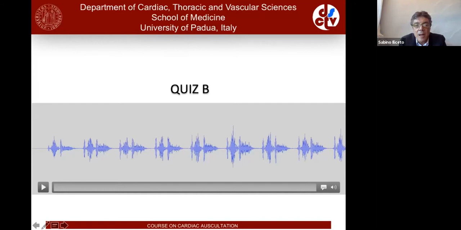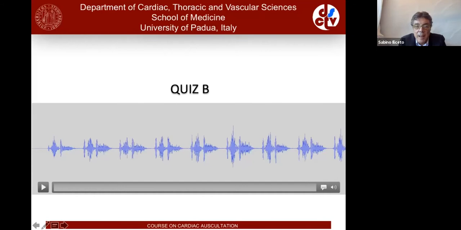This is the second sound. First sound, second sound. First sound, second sound. This is a murmur that is called diamond shape because it's like a diamond. Diamond shape systolic ejection murmur.